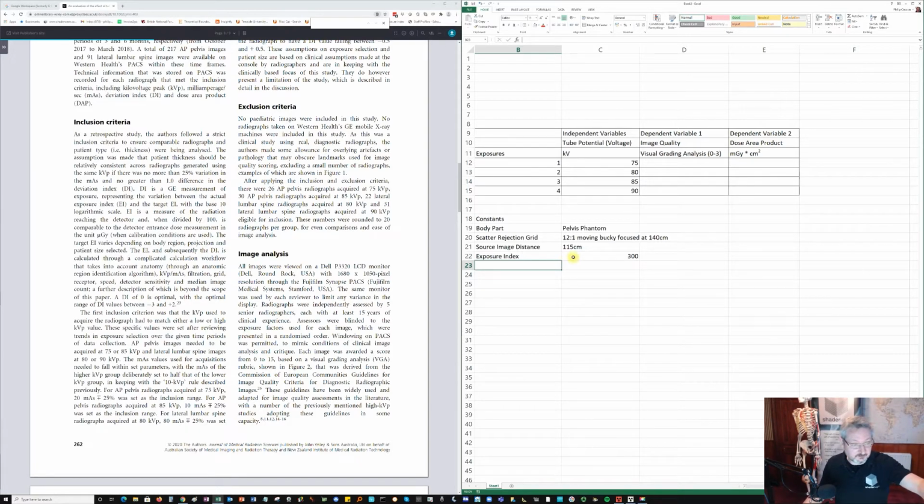They use an automatic exposure control, so that's fine. Can we think of anything else that needs to be held constant? The centering point, I guess.